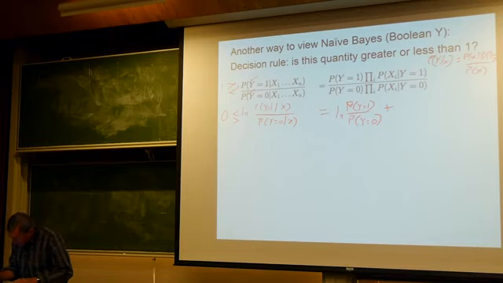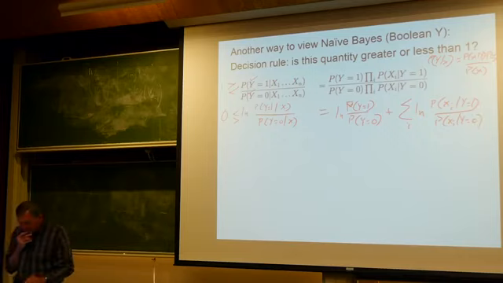Okay, I'll write it that way. Plus the sum over i of log of p of xi given y equals 1 over p of xi given y equals 0. Interesting.